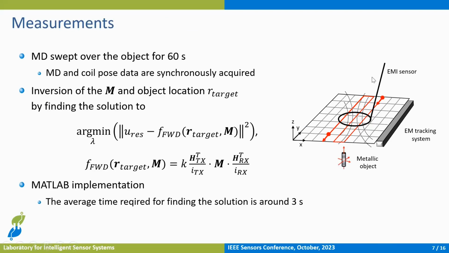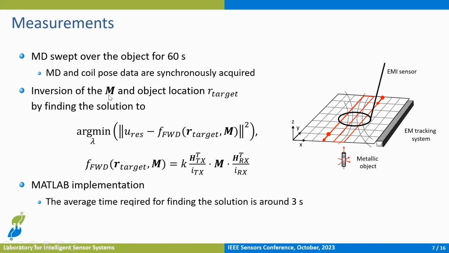So the metal detector is swept over the object for a period of 60 seconds, during which an electromagnetic tracking system is used to track the search head. So we acquire metal detector and coil pose data synchronously during the measurement. And using this data, we find a solution to this objective function, from which we get the magnetic polarizability tensor and object location.